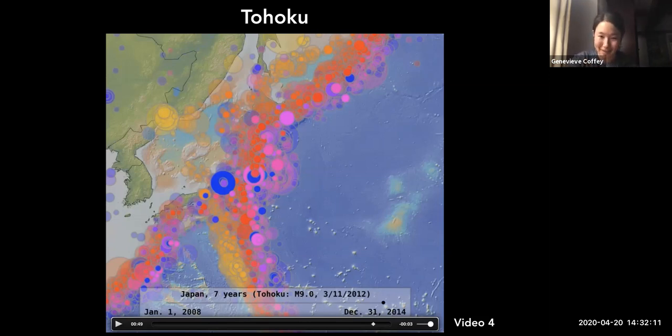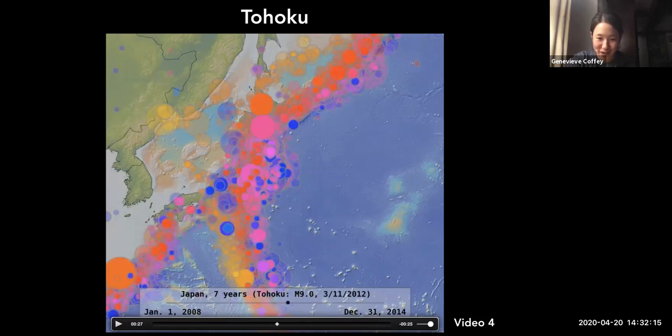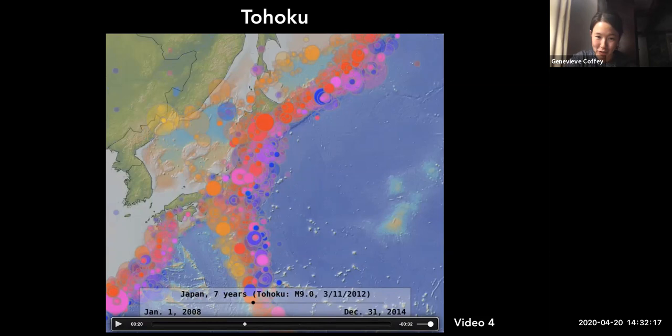Also, I should have mentioned this at the start of the video, but this is where that Tohoku earthquake is. And so I just want to really quickly play this short section of the video again. This is where our magnitude 9 earthquake occurred.